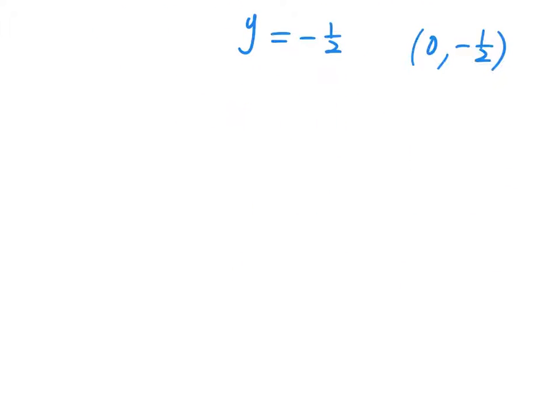And then if you graph the line, we have (0, negative 1/2), this point, and then (2, 0) here. So this is my line.